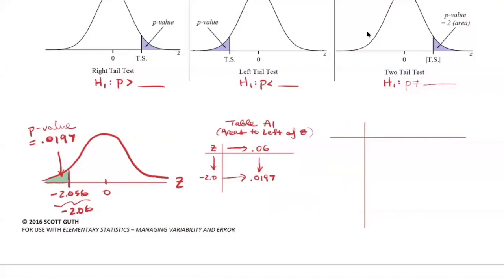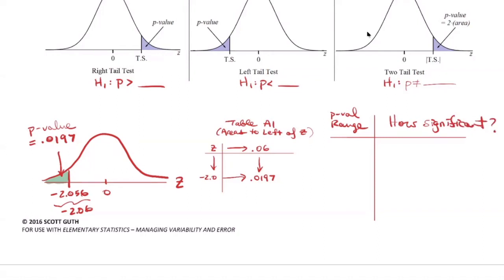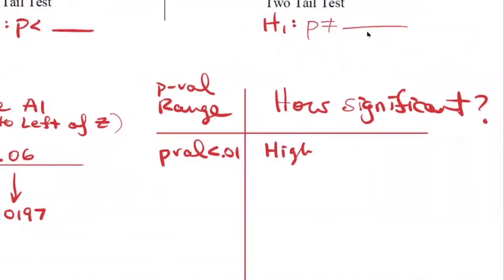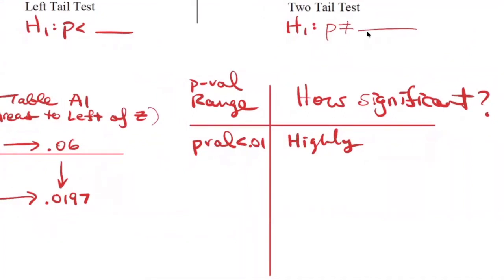So let's do it this way. I'm going to just have a statement that says p-value range, okay, and then how significant. Okay, so if the p-value, let's say, is less than 1%, so p-value less than 0.01, you get it? This would be considered highly significant. Okay. Let's go with 0.01 to 0.05. Maybe we just call that significant. It's not highly anymore, but it's still significant.